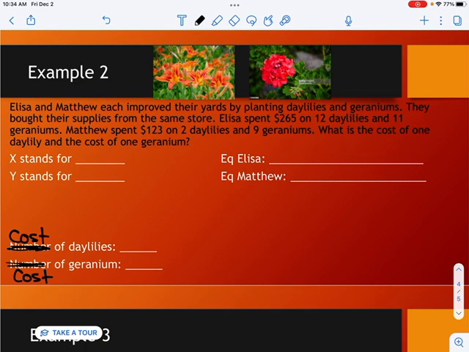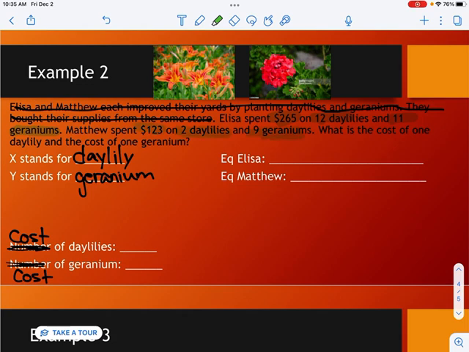As we look through, I really don't need all of these first 2 sentences. That's really just extra information at this point. So when I look, my x is going to be daylilies, and my y is going to be geraniums. Now we're going to make an equation for Elisa and an equation for Matthew. Elisa spent $265. She got 12 daylilies and 11 geraniums. Matthew spent $123, got 2 daylilies, 9 geraniums. So let's start with Elisa.